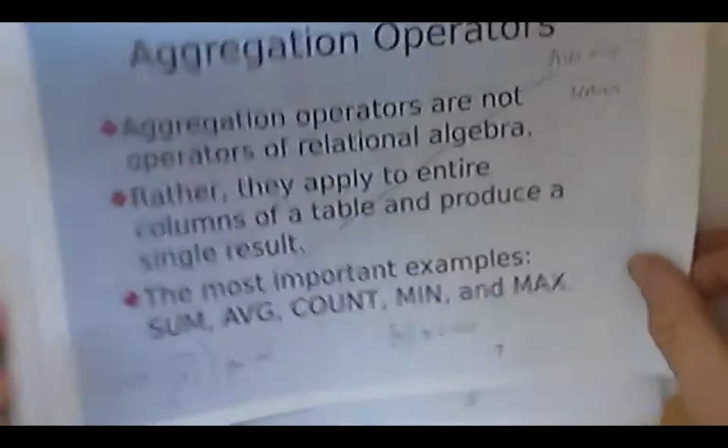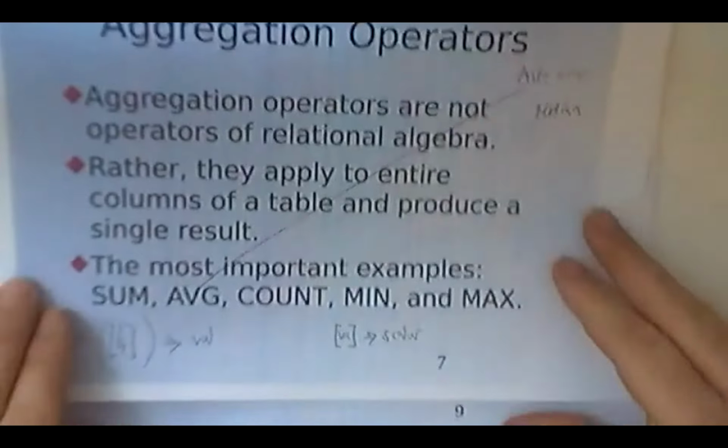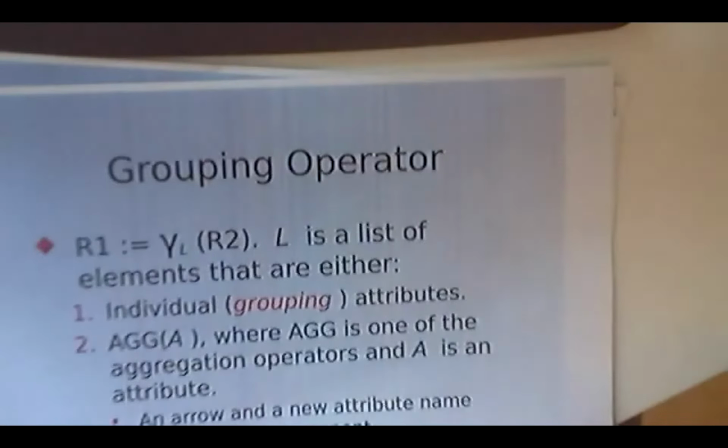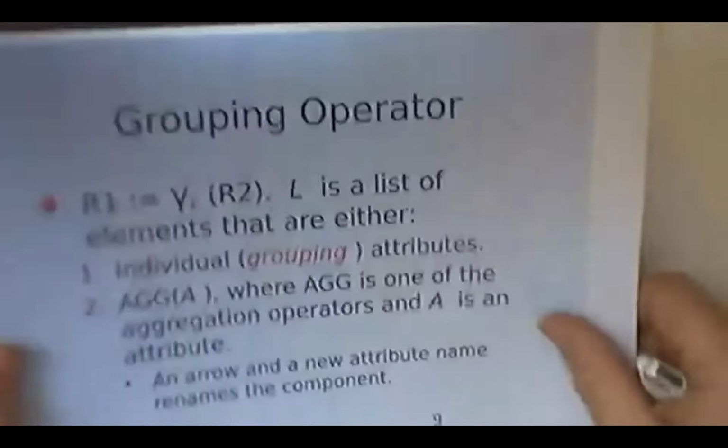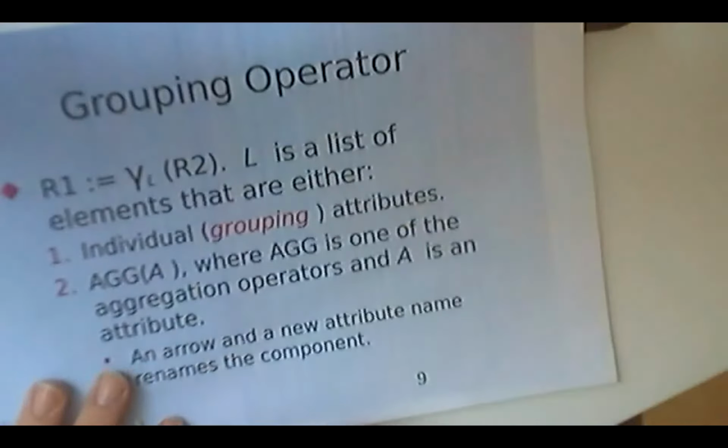So those are the aggregate operators. Again, they're taking in a vector and giving you out a scalar. Now, how are we going to apply this in extended relational algebra? We have to do this via the gamma operator, which is what's called a grouping operator.